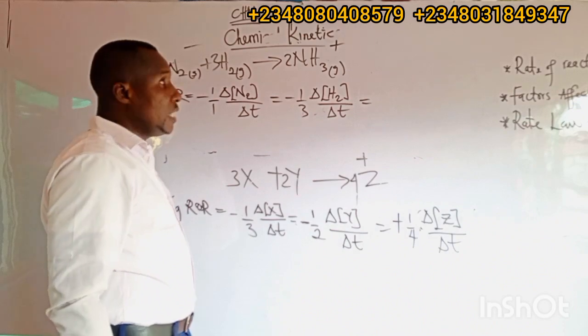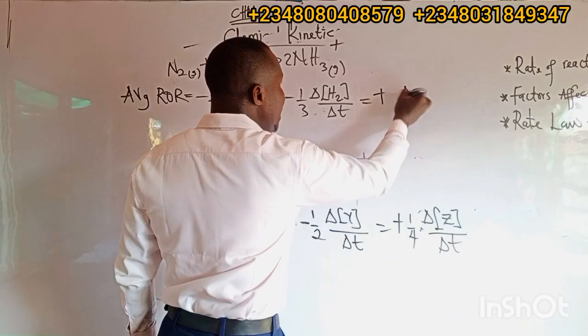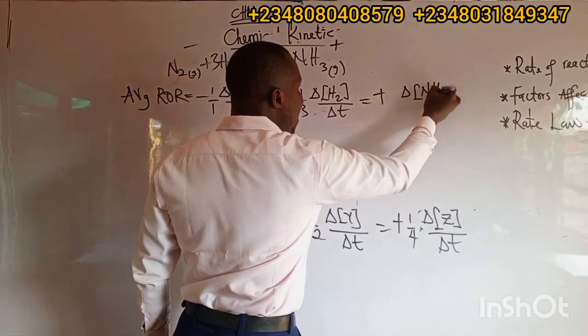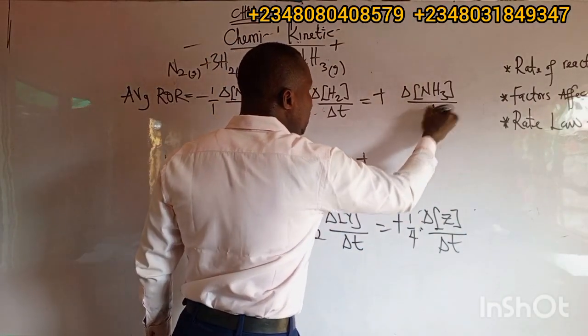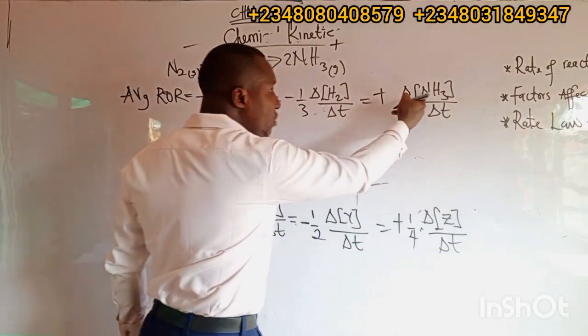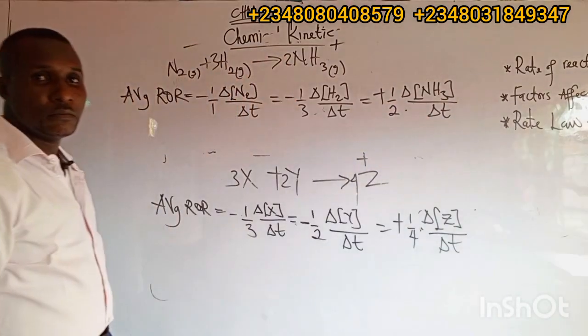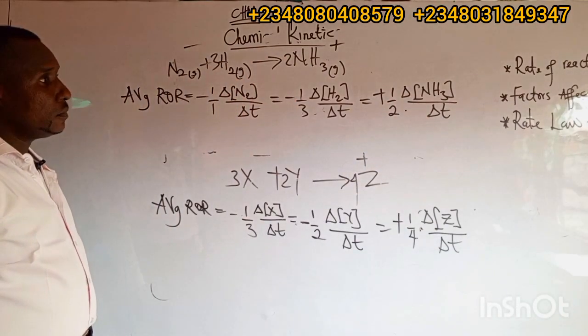Equal to the product. The product is increasing in concentration, plus, and you have change in concentration of ammonia with respect to time. What is the stoichiometric coefficient? 2. Divide the concentration by 2, so 1 over 2. You have this. Take note of this.